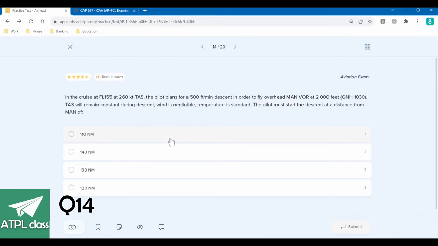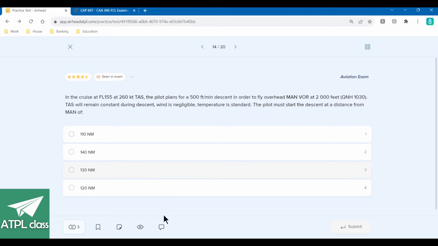Question 14, doing quite well so far, making good progress. The cruise is at flight level 155 at 260 knots. The pilot plans for a 500 feet per minute descent in order to fly overhead the Manchester VOR at 2,000 feet when the QNH is 1030. TAS will remain constant during the descent. Wind is negligible. Temperature is standard. The pilot must start the descent at a distance from Manchester of.